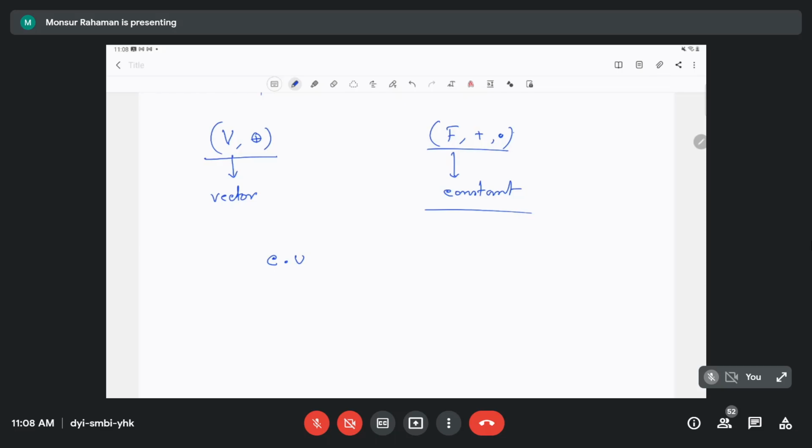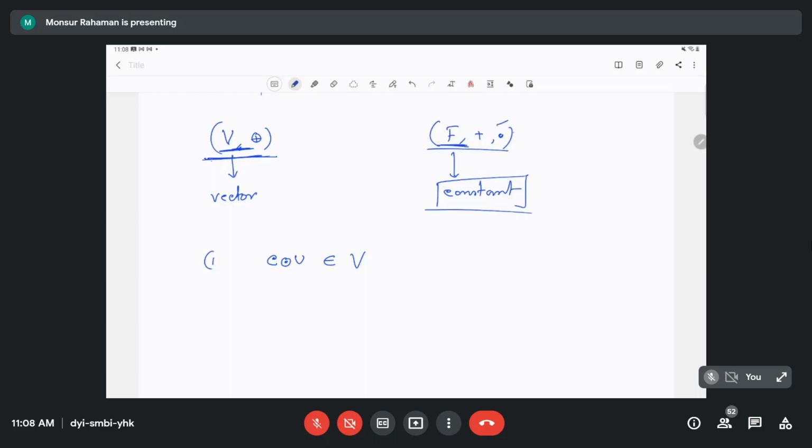Okay, this is a constant. A constant is an element of a field, and a vector is an element of this set. So if you multiply a constant with a vector, you will find another vector. This is the main condition. That multiplication is not this one. This is another multiplication, you have to define that one. So if you multiply a vector with a constant, you will find another vector. This is a main condition to become a vector space.